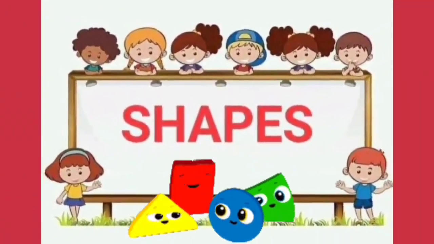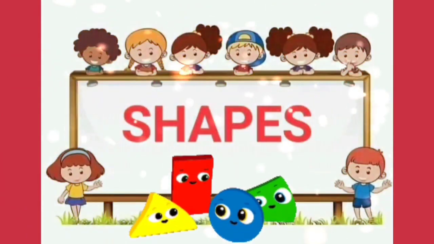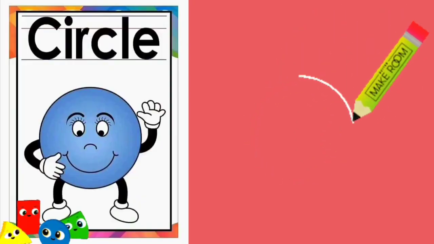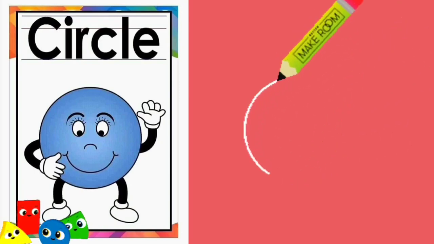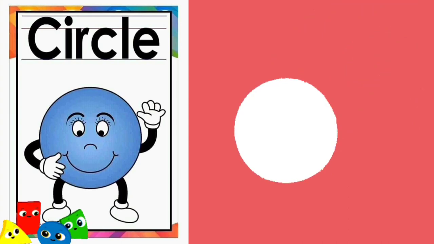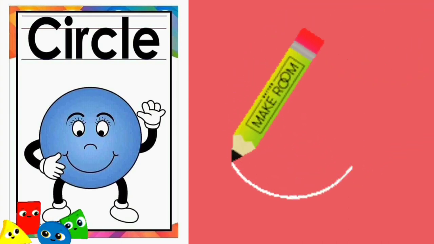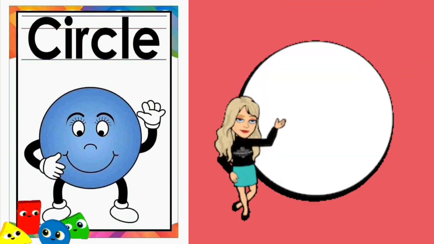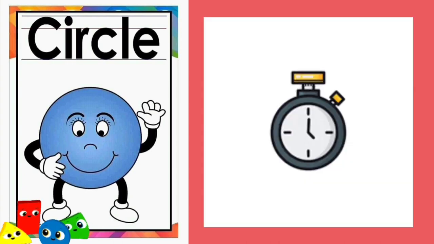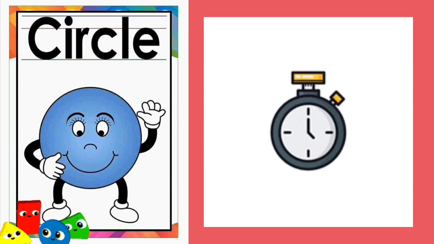Friends, let's learn about shapes. Make a circle with your hands, small circle. Make a circle with your hands, big circle. Look, look, look, look. I see a circle, I see a circle.